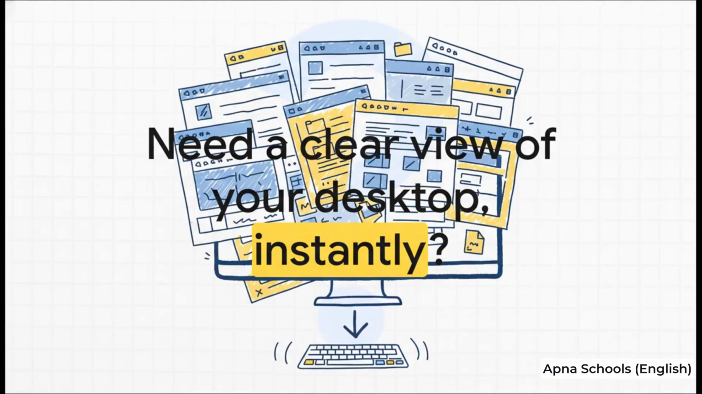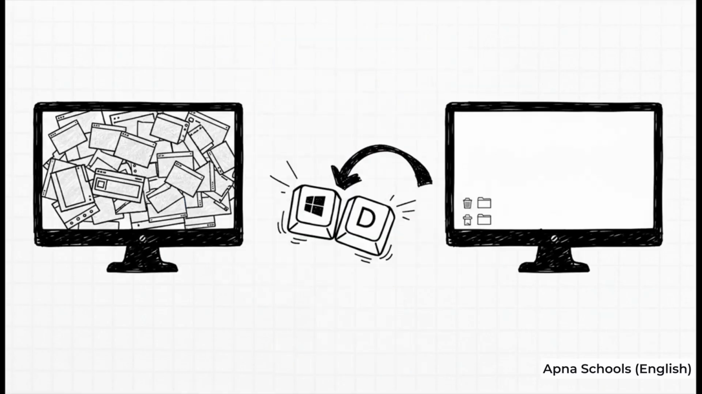Okay, next problem we've all had. Your screen is just a mess of windows, and you need to grab something from your desktop. What do you do? Start clicking the little minimize button on every single window? Oh, no. There is a much better way. All you do is hit the Windows key and the letter D. And boom, everything's gone. Instant, clean desktop.